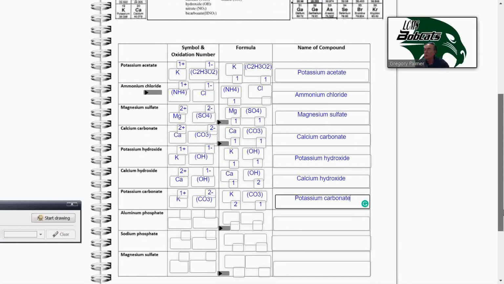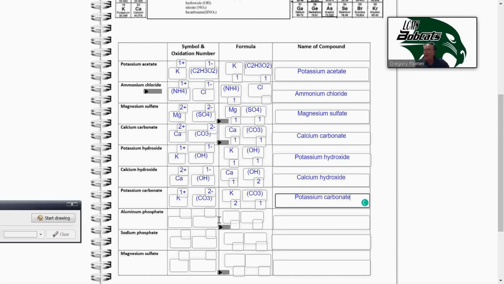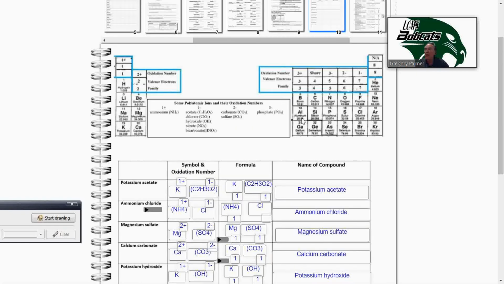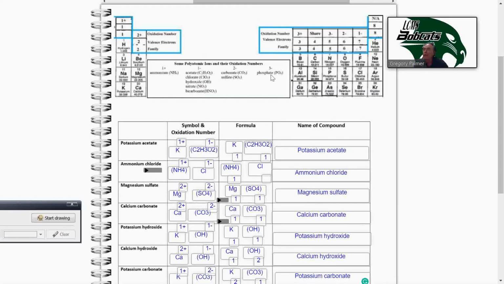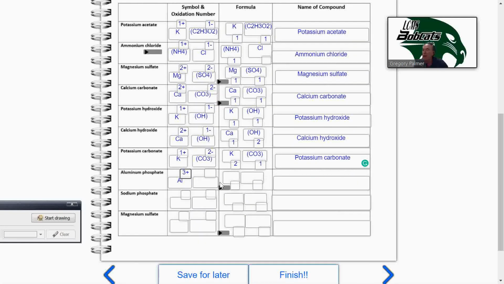Okay. And then the next one is ammonium phosphate. So neither one of, it's aluminum phosphate. So we look up here, aluminum on the periodic table is in family 3, and it has an oxidation number 3 plus. Okay, and we need to find the phosphate. So we look up here, there it is, phosphate is PO4, and its oxidation number is 3 minus.